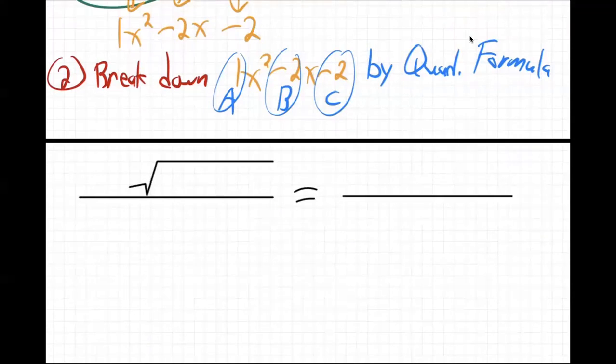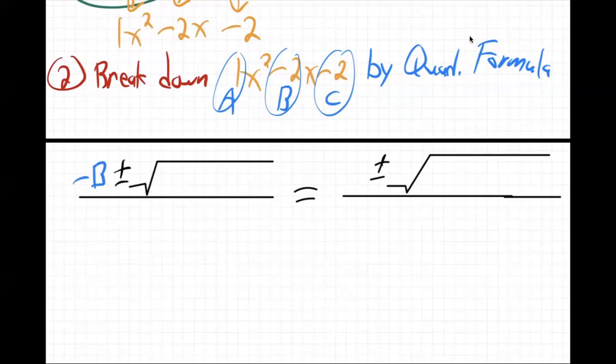Do a couple steps right now. There we go. All right. So same thing here. So the formula is negative b plus or minus the square root of b squared minus 4ac all over 2a. So here we go.